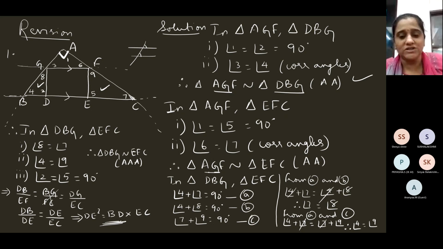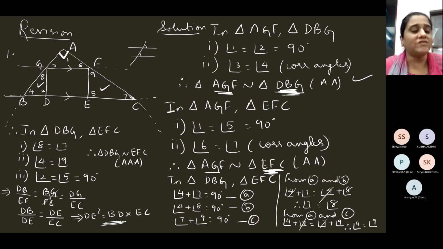We have triangle AGF similar to EFC. So comparing DBG, it is similar to EFC. So that third one you don't have to prove, the third subdivision, because triangle AGF is similar to DBG and EFC. From these two results, we have DBG similar to EFC. All right, from 1 and 2, the third one you get.